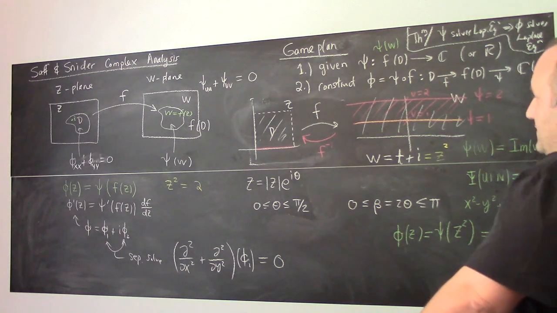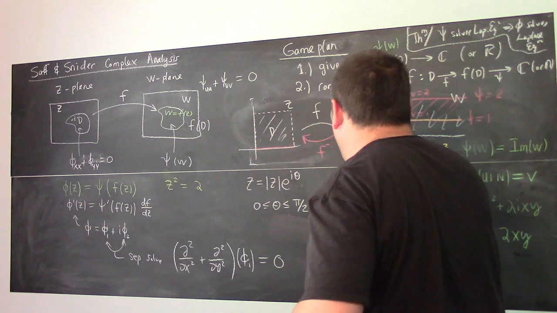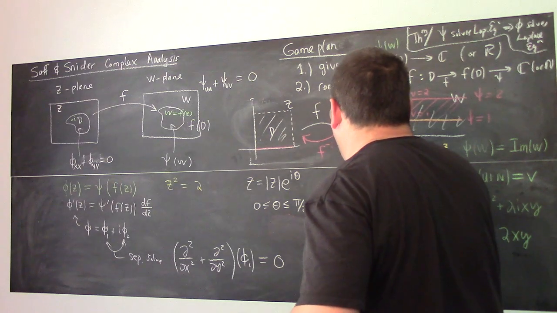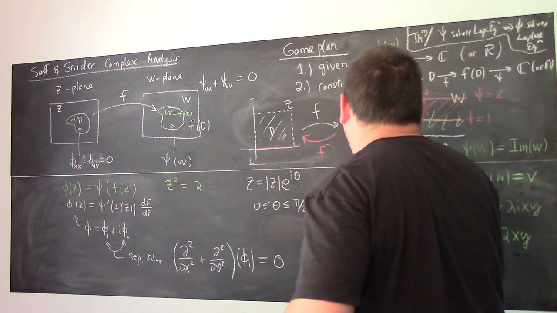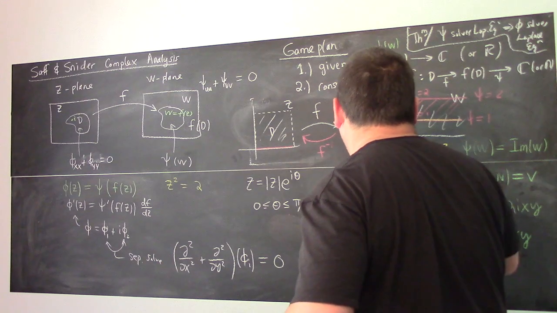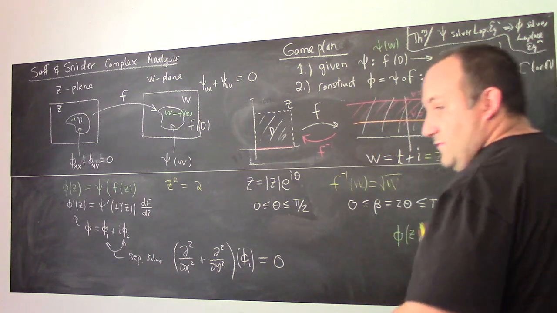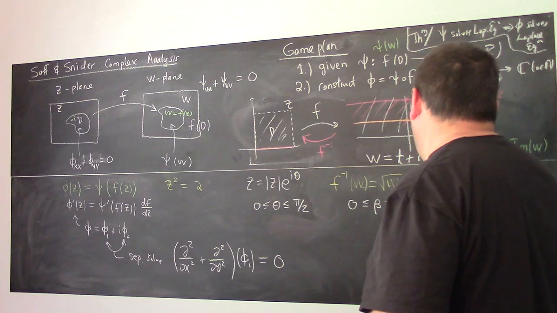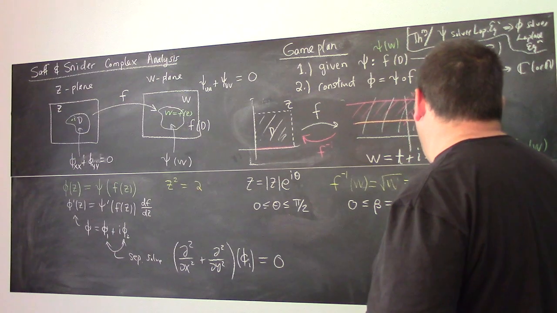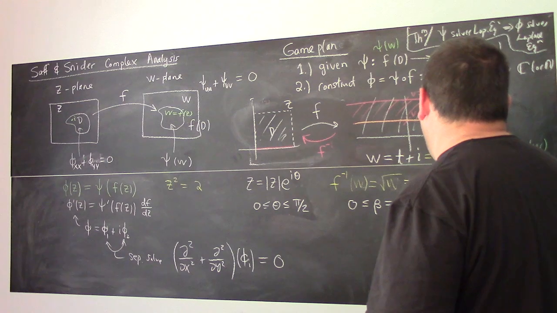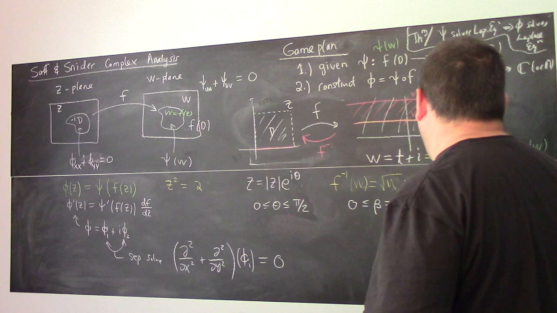So the good news here is that the inverse function is something we actually have a formula for. The inverse, f inverse of w, is the square root of w. And the square root of w is literally the square root of the modulus of w, times e to the i argument of w over 2.